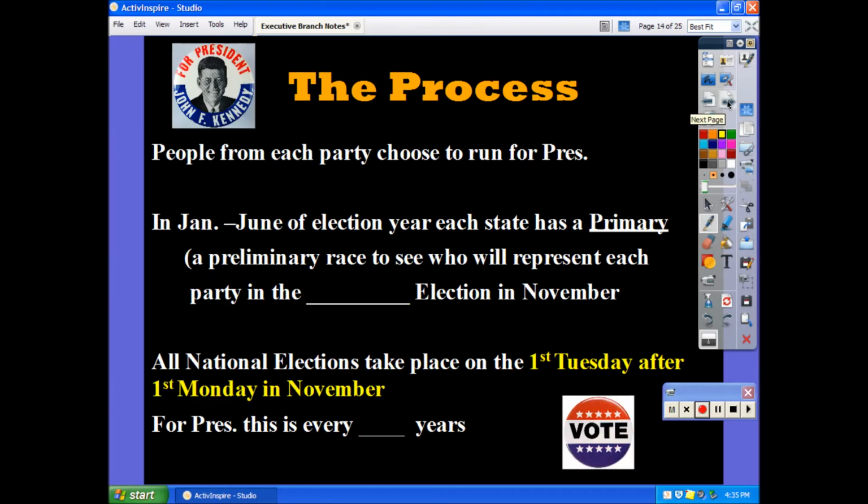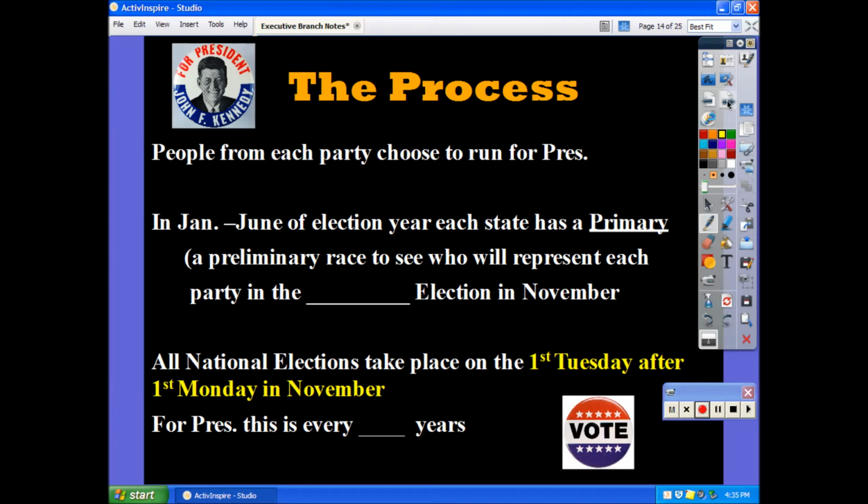The process typically begins as people choose to run for president. This usually happens in the year to year and a half before the actual election. Then, in January through June of election year, so 2016 coming up is an election year, we already have some people that have announced, but this is when things become very, very exciting and people get very, very active.